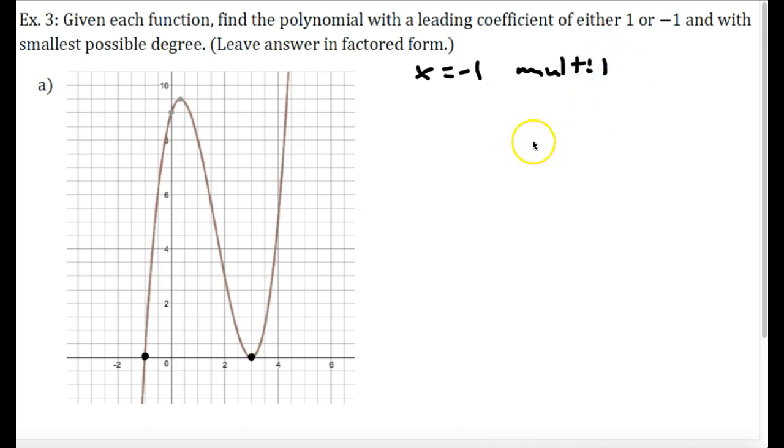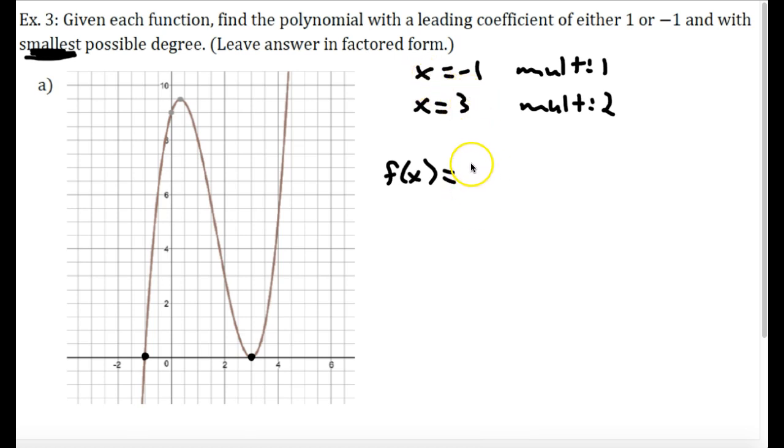and its multiplicity is odd. And it says smallest degree. So if we say smallest degree, that means if it crosses, we're going to assume the multiplicity is 1. If it touches, we're just going to assume the multiplicity is 2. My other 0 is at x equals 3, and that has a multiplicity of 2. So how can I turn this into an equation? A solution of x equals -1 means the factor x plus 1 will be part of my polynomial, right?